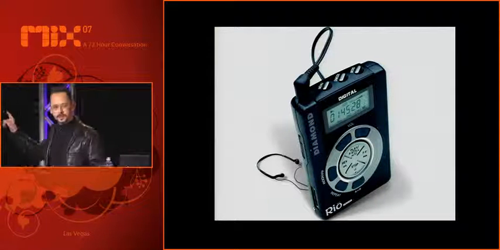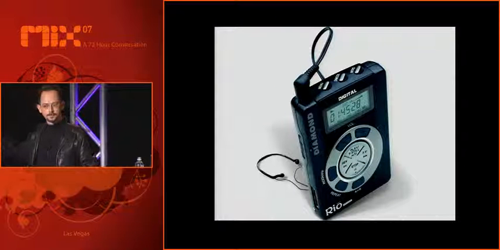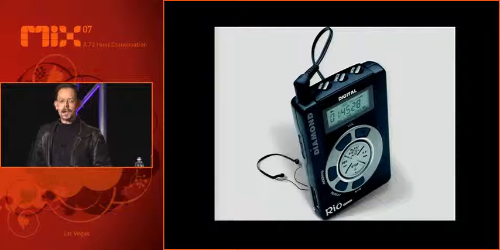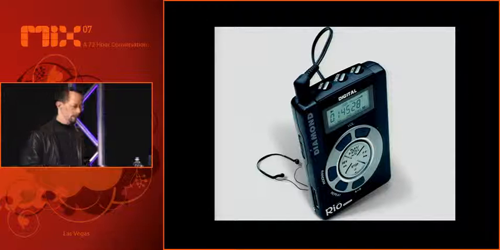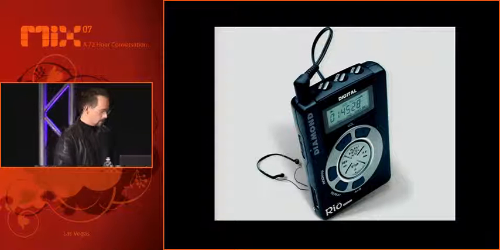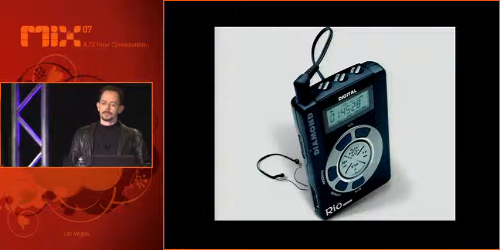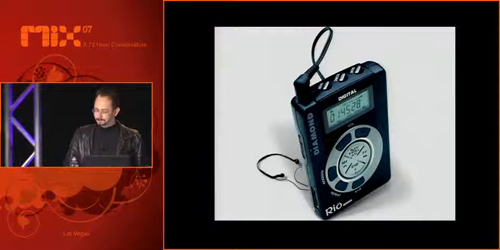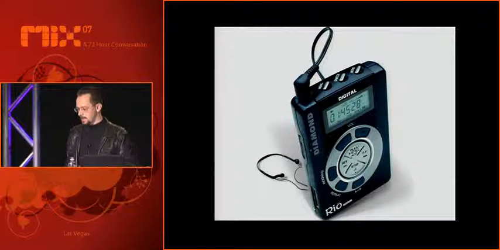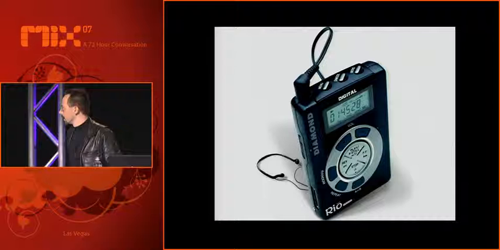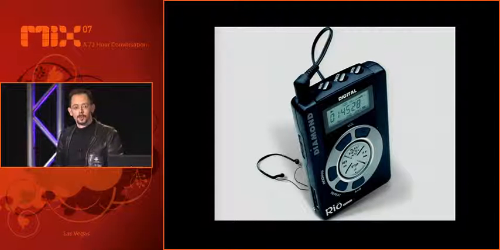Does anybody know what this product is? Anybody recognize this? This is the Diamond Rio PMP300. This was the first widely available digital music player. And when this product came along, everybody was excited. This was going to be big.